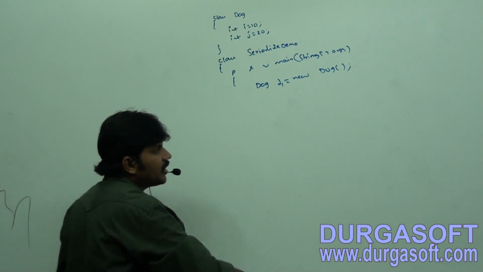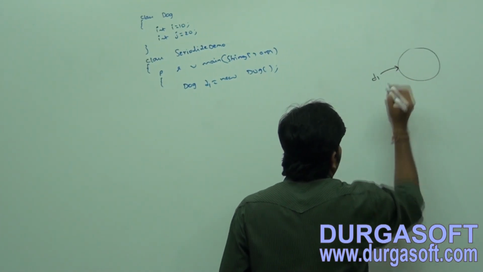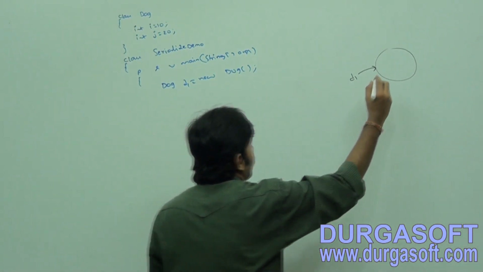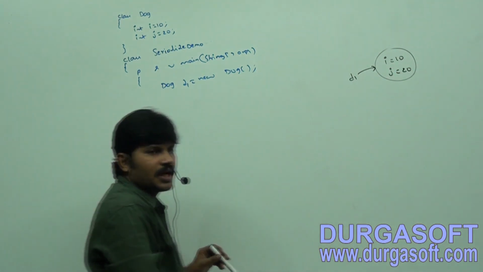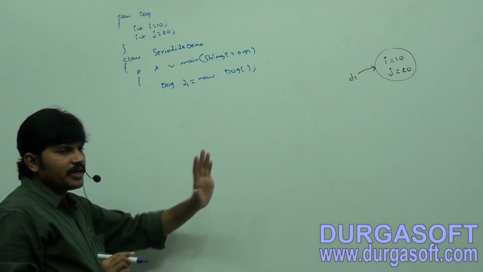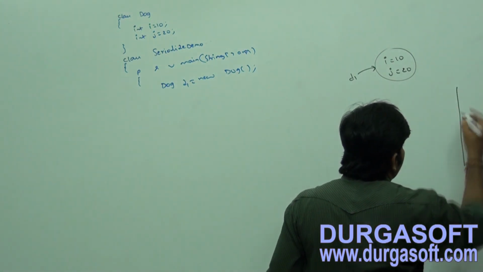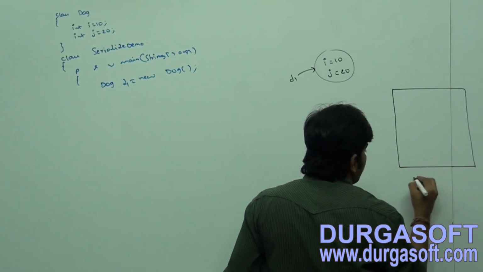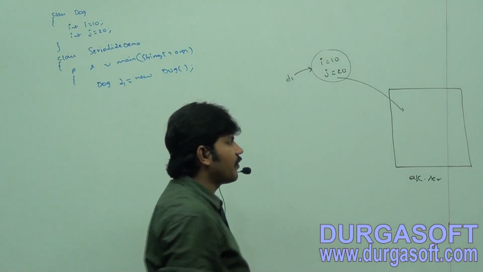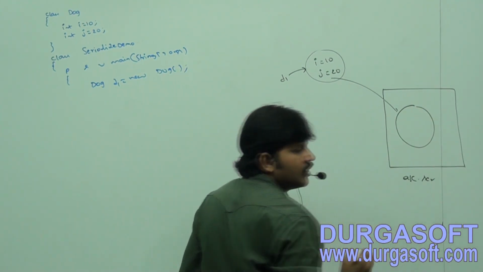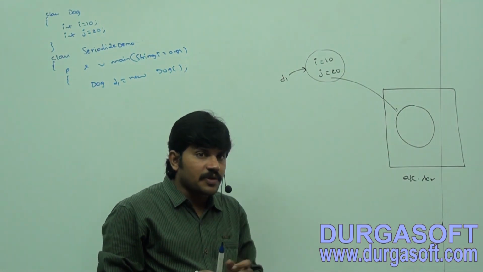If I created one dog object, can you tell what the d1 values are? What is the i value? 10. What is the j value? 20. Are you getting it? i value is 10, j is 20. Now my target is to save this object to the abc.ser file. I want to save this object to the file. What operation do we have to perform? The serialization concept.